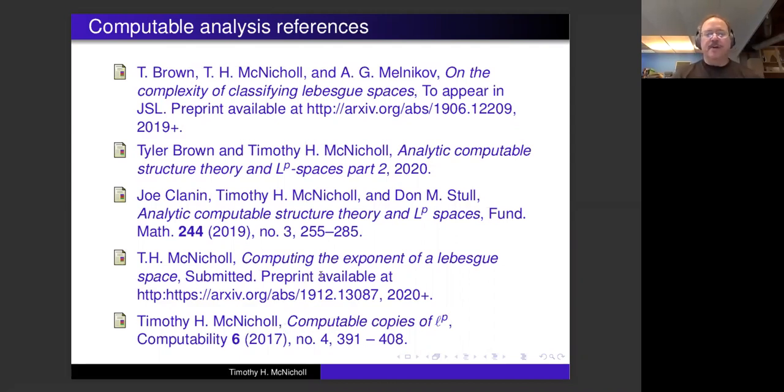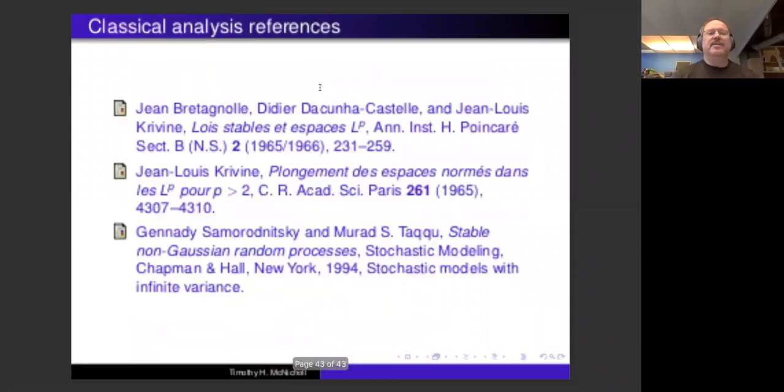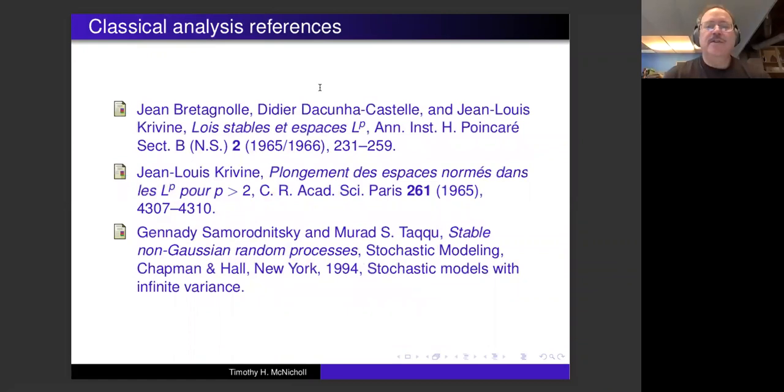Most of the stuff I talked about in this talk, at least as far as the stable random variables, the computable embedding results, and the non-uniformity results, are in this paper, Computing the Exponent of a Lebesgue Space, which is under review. Preprint is on the arXiv. The classical analysis references: the result quoted by Greville about the Pi^0_1 classification is in this paper, and then the wonderful results about embedding little lr into LP[0,1] using stable random variables are in this paper.